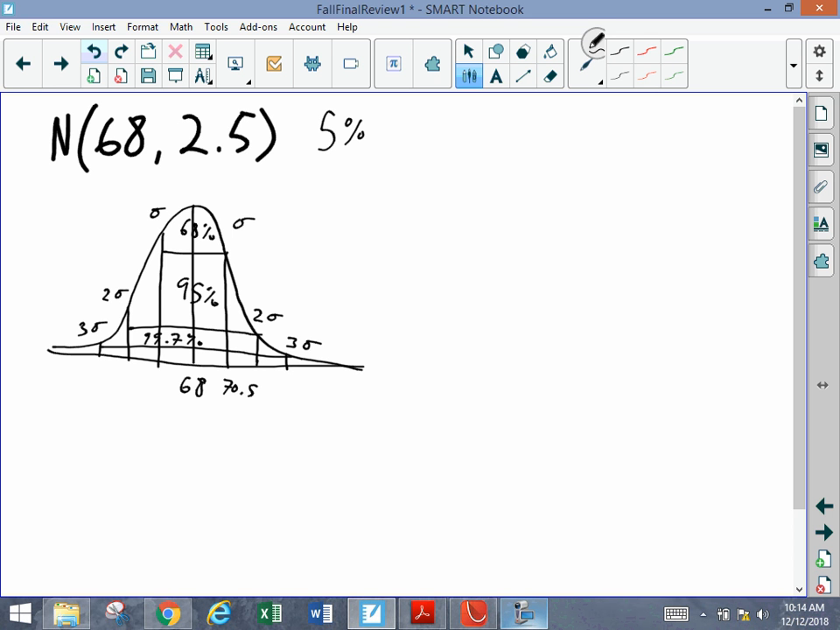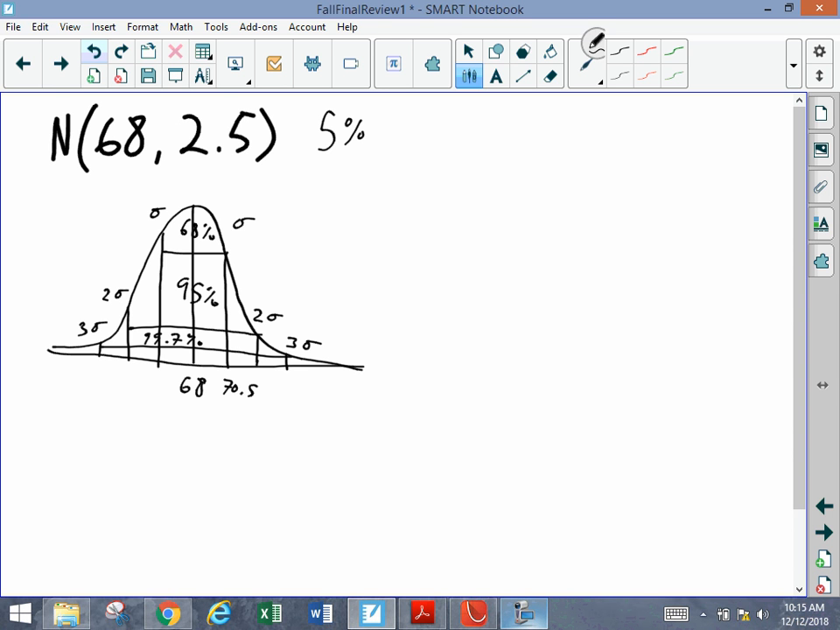Wait, so what are the 68, 95, 99.7? And then we're looking for how far is 2 standard deviations above and below the mean. That's really what the question is asking for.